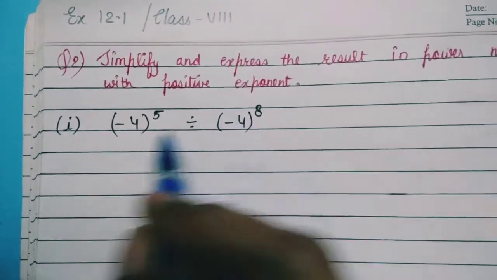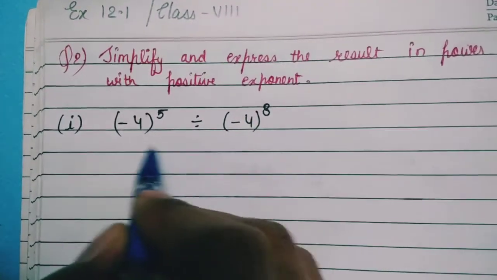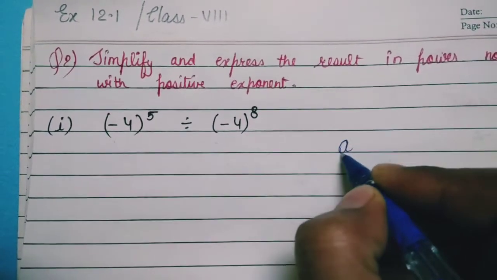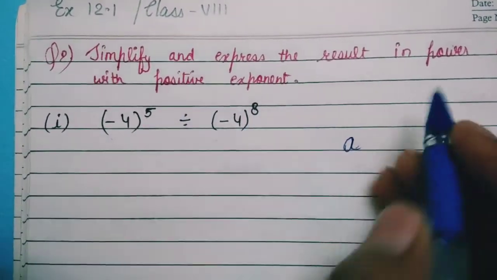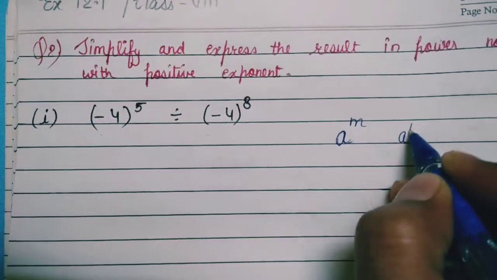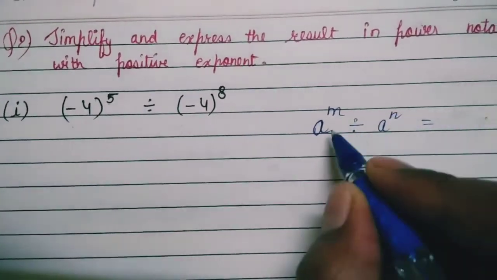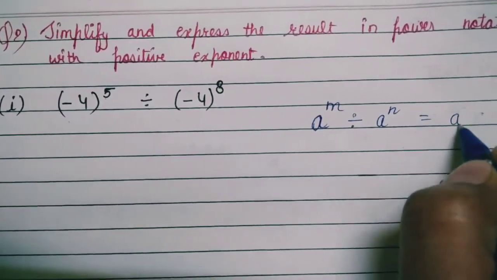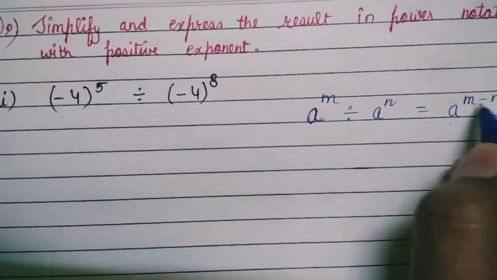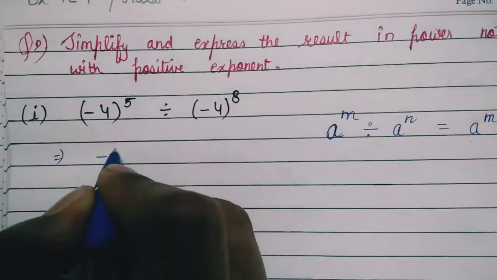You can simply see here we have minus 4 in the base and here we have minus 4 in the base. It means the base is the same. So the same base having different powers, a to the power m and a to the power n. When it comes with division, on that time the power is subtracted. So a to the power m minus n. The same identity, the same law we will apply here.